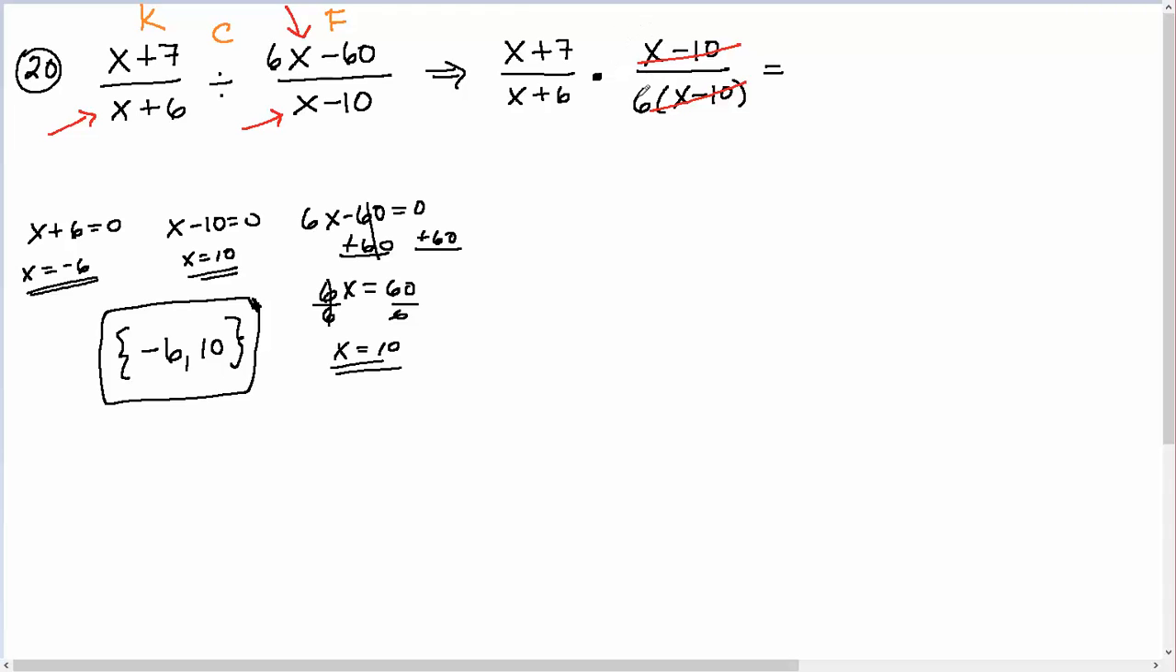But try to remember this 6 is in the denominator. So literally what you have here is x plus 7 over x plus 6 times 1 over 6. So the 6 doesn't magically go to the numerator, it's still in the denominator. So how do we put this together? x plus 7 is the numerator, and you have a 6 times x plus 6 in the bottom.